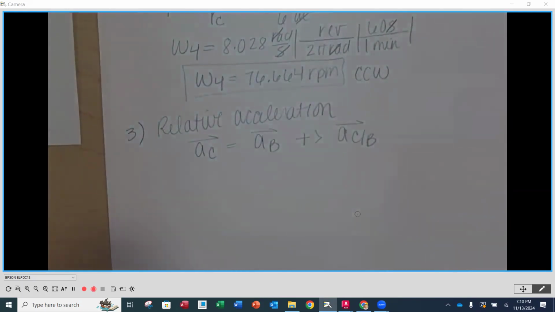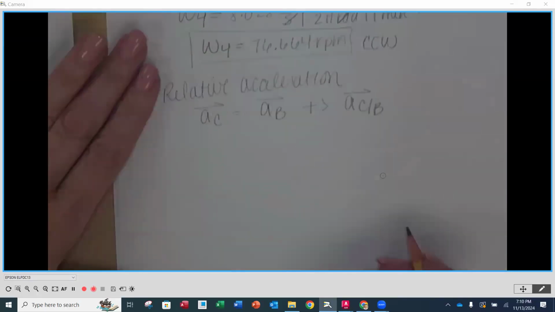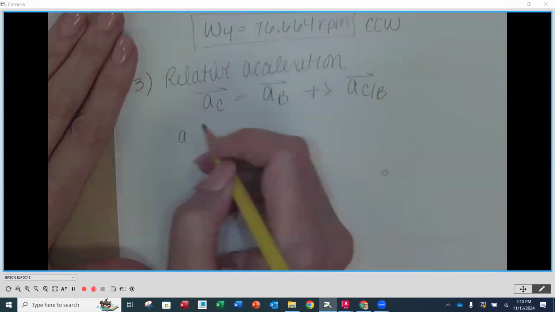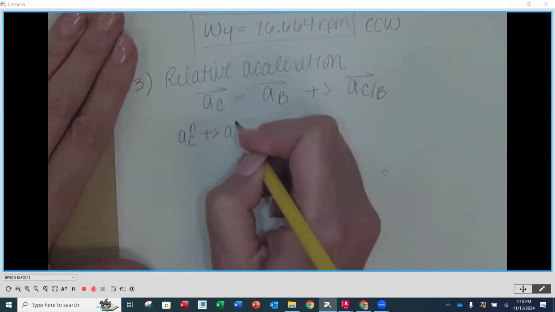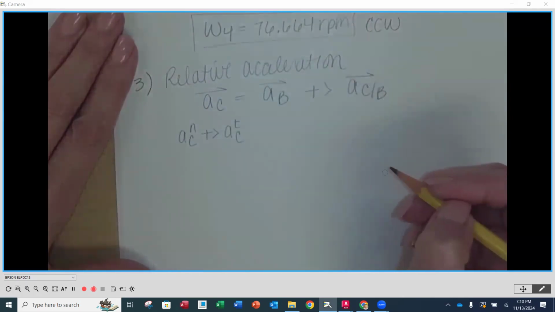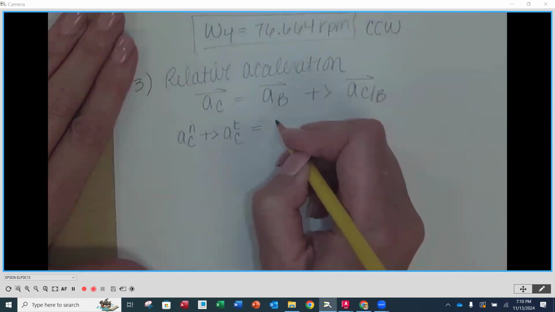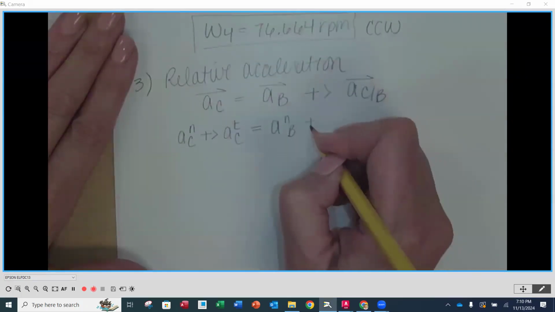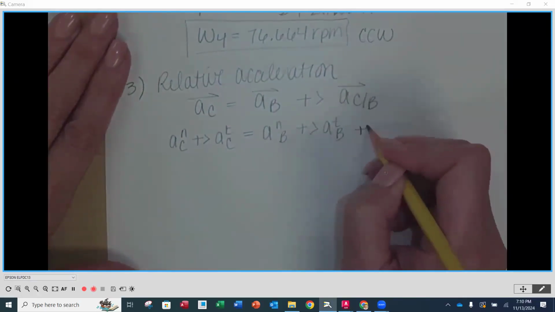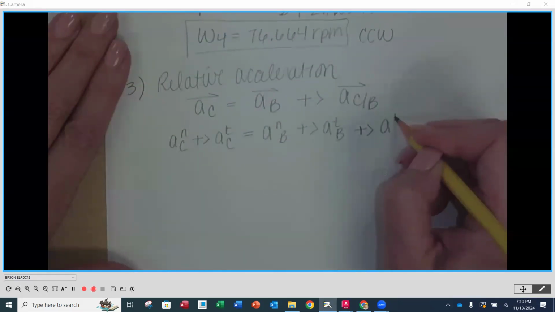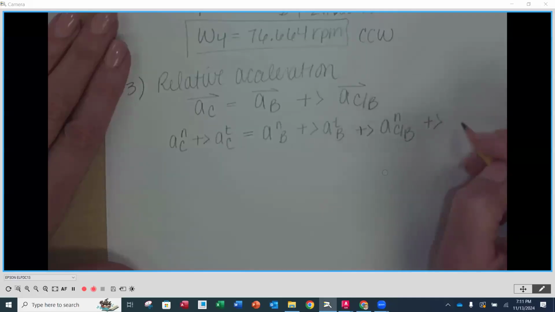And as we just stated, each one of these is moving around a fixed center, so each one is going to have a normal and a tangential component. We're going to expand this out where we have the normal acceleration at C plus the tangential acceleration at C. It's going to be equal to the normal at B plus the tangential at B plus the normal acceleration at C relative to B plus the tangential at C relative to B.